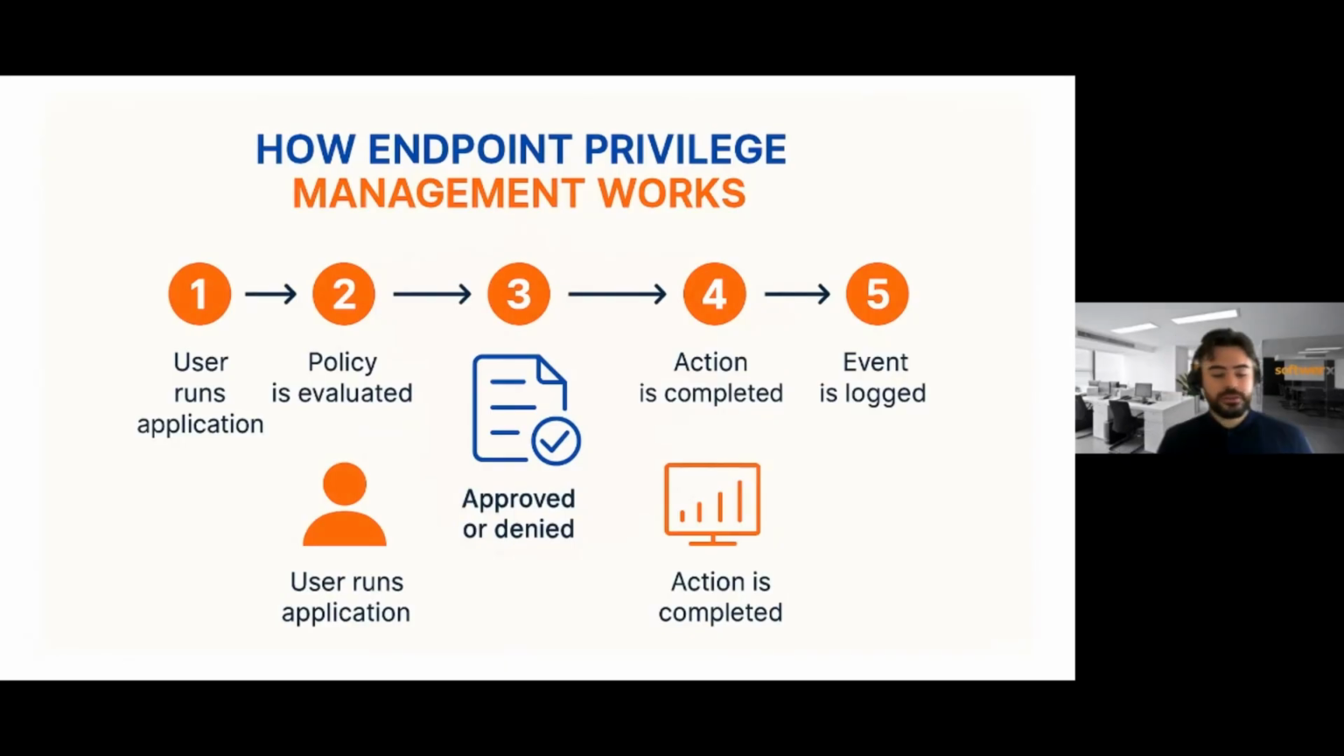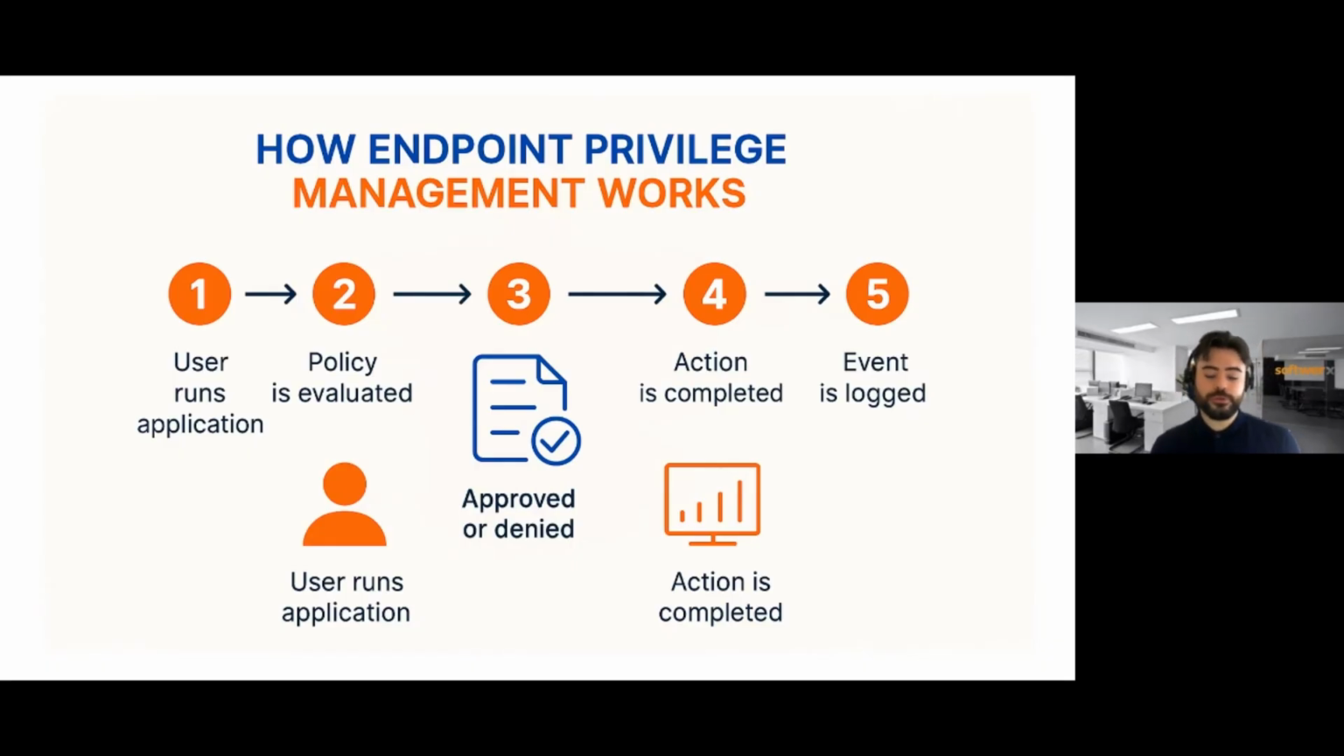So how does it actually work? So a user can run an application, and that's defined through a couple of different policies. You've got your elevation settings and you've got your elevation rules. We'll look at those in the next couple of slides, but effectively that's how it's going to work. User runs an application, the policy is evaluated, meaning the application has been set up and the device can adhere to the rule set that's been defined by the IT team ahead of time.